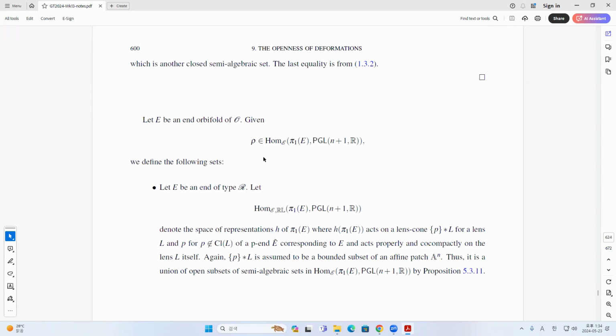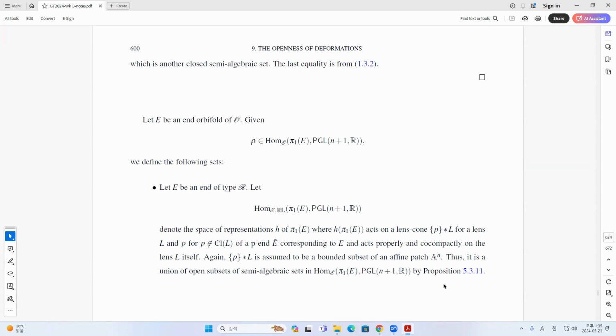so let E be an n-orbifold, and then you define this Hom E RL to be the space of representations where this acts on the lens cone, and P is not in the lens and acts properly and cocompactly on the lens itself, and is assumed to be a bounded subset of some affine patch. So it is an open subset of a semi-algebraic set here by the option 5.3.11.